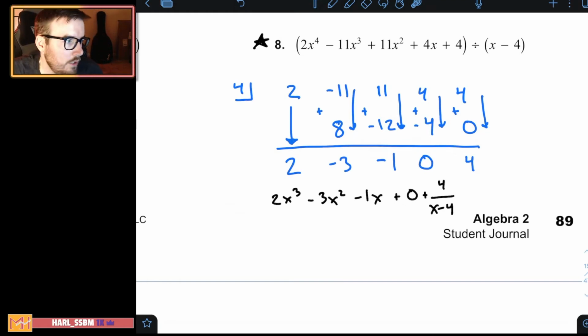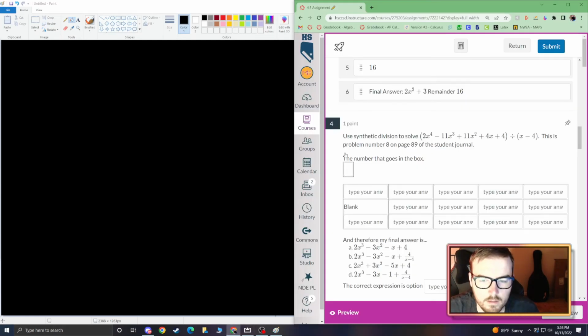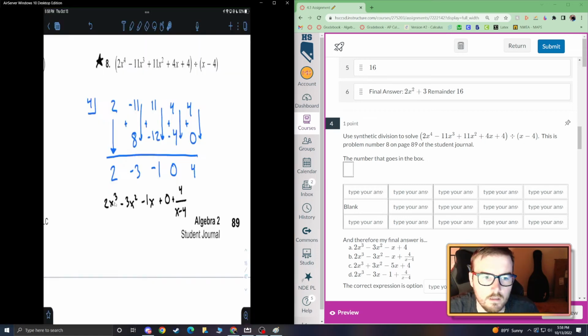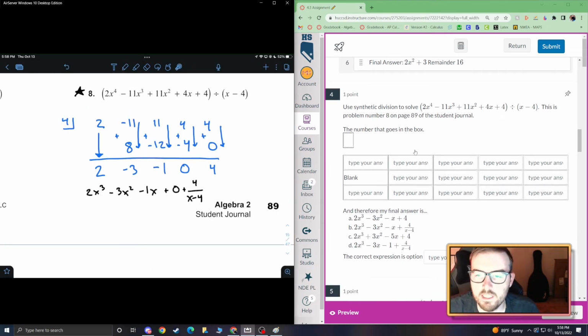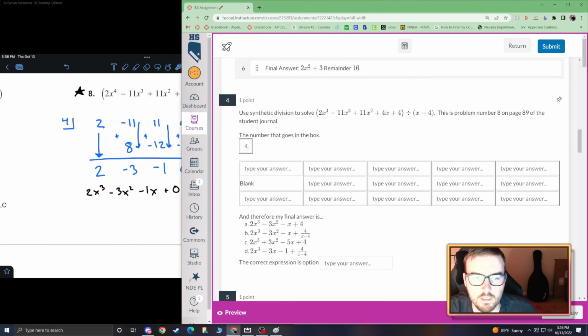So if we look at the assignment with me, I have set up this problem where you can type the numbers in the blanks. So my table is my attempt at simulating your synthetic division. The number that goes in the box, 4.